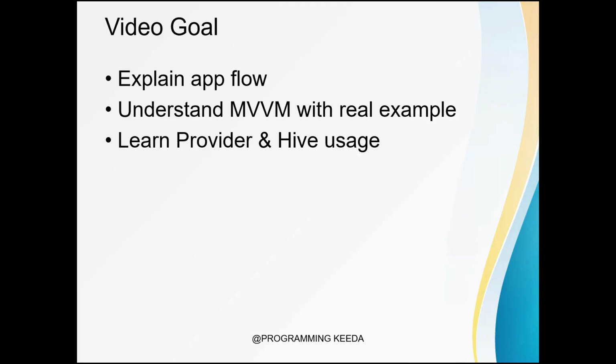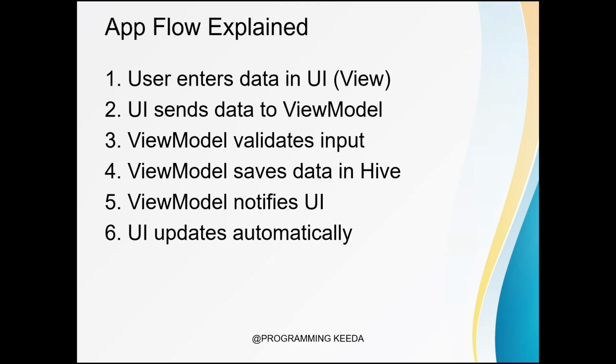The app flow. Let's understand the data flow inside the app step by step. The user enters the data in the UI, that is the view. The UI sends the data to the view model. The view model validates the input data. If valid, the view model saves the data in Hive, and notifies the UI to update automatically and display the registered user. This clean flow is exactly what MVVM architecture is about.